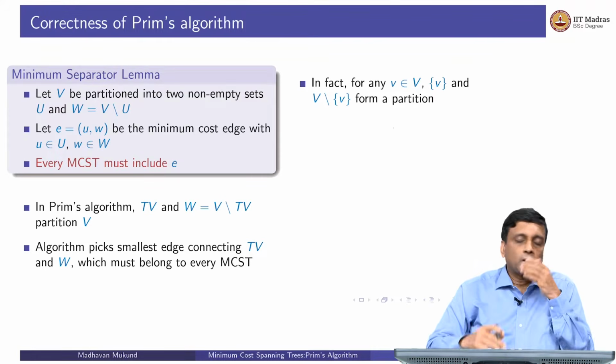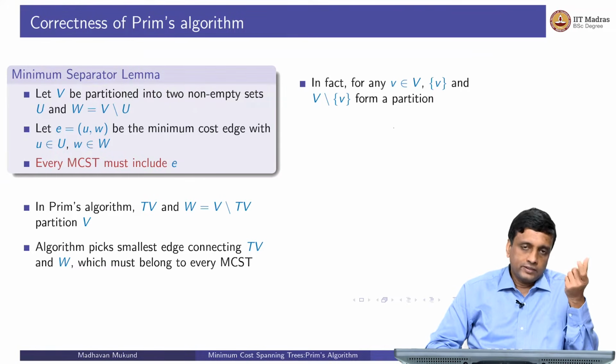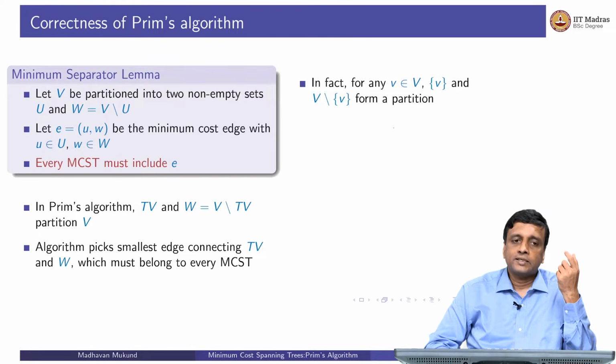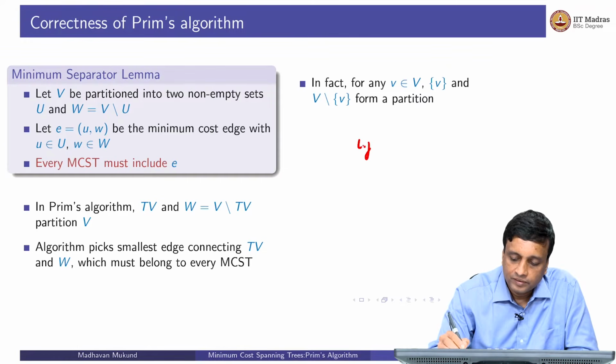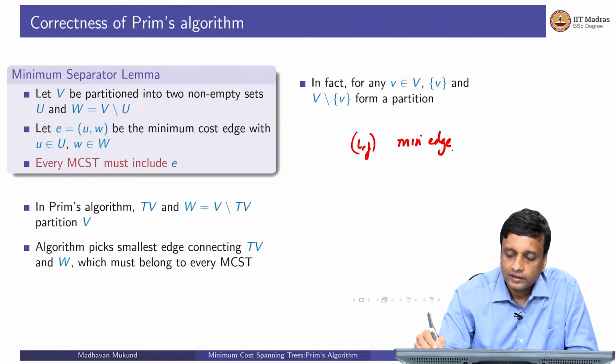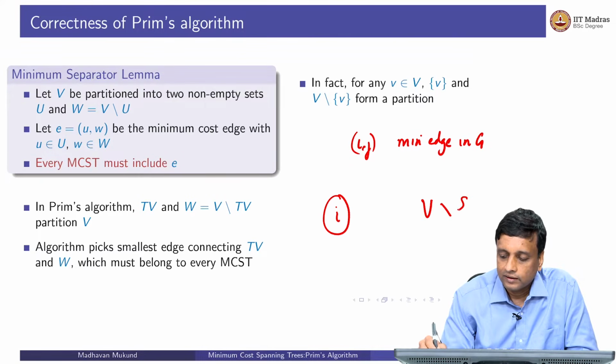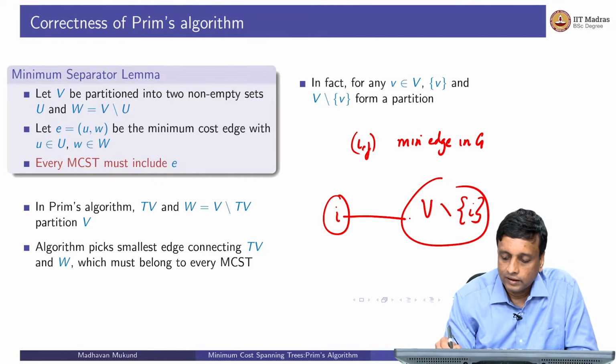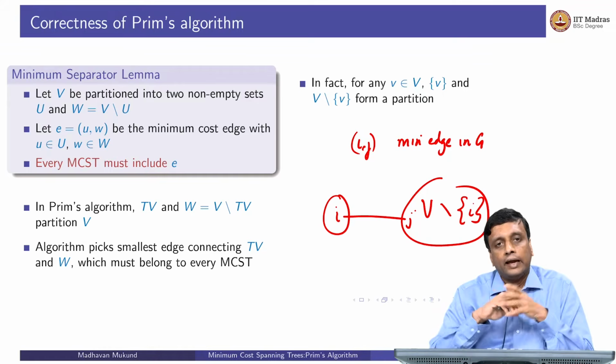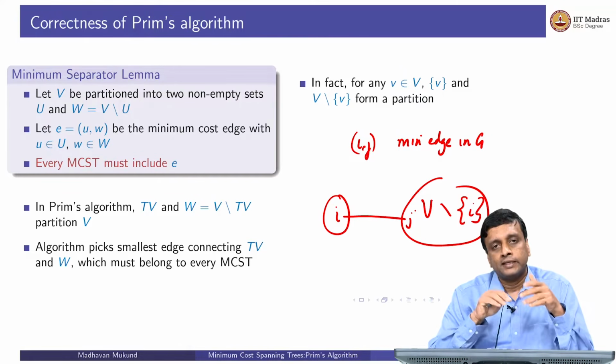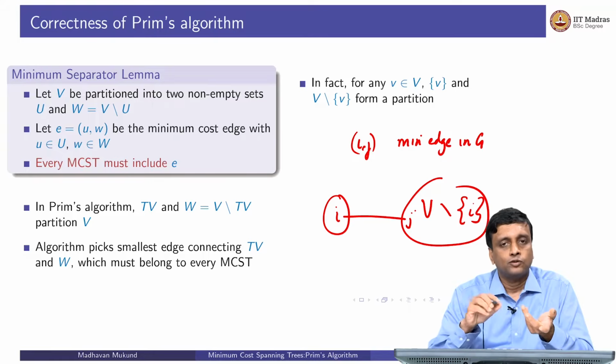So actually we started with the smallest edge, right, and the smallest edge must be there in every spanning tree, because if ij is the minimum edge in the graph, right, if I take my partition as I and V minus I, then clearly since I to j is the smallest edge anywhere in the graph, this must be the smallest edge connecting I to the rest. So it has to be there. So starting with the smallest edge is a safe thing to do.